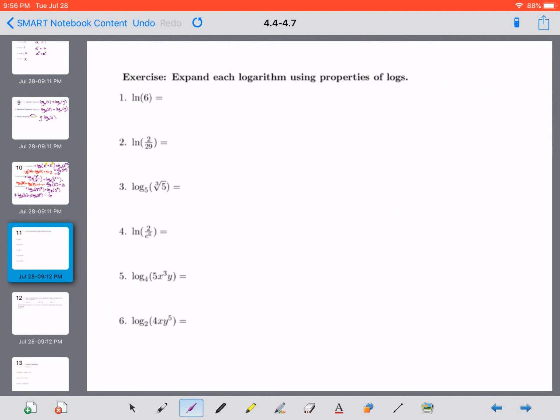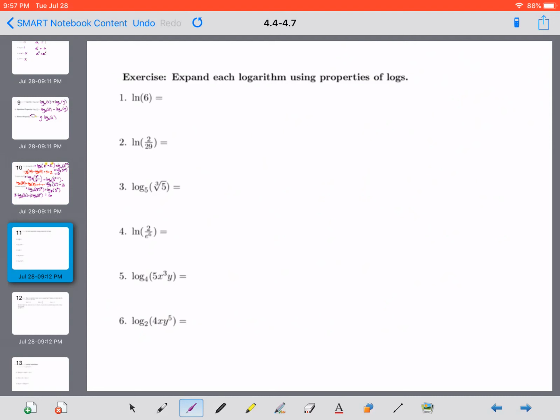Alright, so we're going to apply these properties now. So what we're going to do is try to use the properties to compute these as much as we can. Alright, so we have, well, I'm not really sure what this example was supposed to get at here. Hang on. Alright, how do we expand ln of 6?